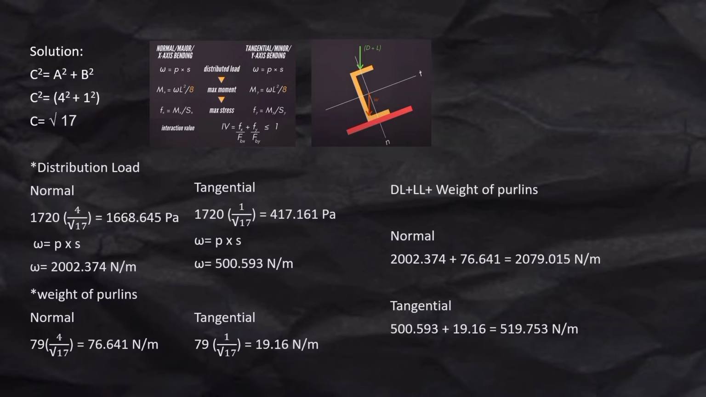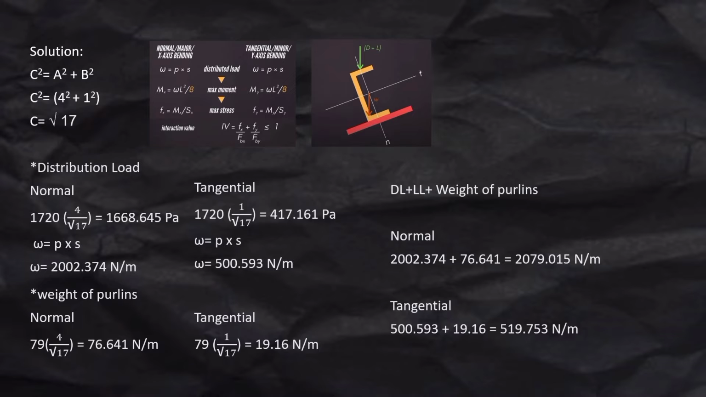Since given yung 1 unit vertical and 4 units horizontal, para makuha ang angle of inclination, gagamit tayo ng Pythagorean theorem. C squared is equals to a squared plus b squared. So, nakuha natin yung value ng c, which is the hypotenuse, which is square root of 17. For the distribution of load, kuhanin muna natin yung p. So, for the normal, yung 1,720 na yan, yun yung dead load plus live load. Then yung 4 over square root of 17, siya yung sa angle. Ganoon din yung 1 over square root of 17. Yung 1 yung sa vertical and 4 sa horizontal.